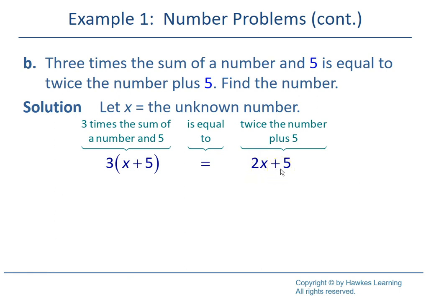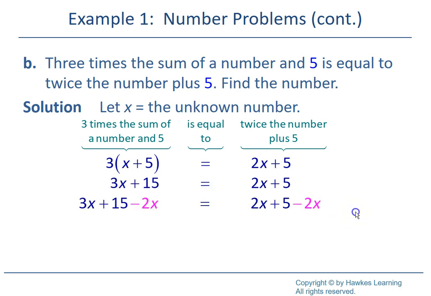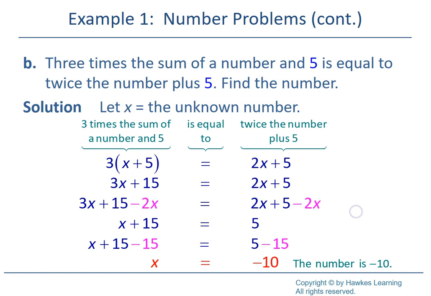Now, as you go through these slides, you may want to practice a little bit before you see the answer to see if, in fact, you can get to a reasonable equation. So, solving this, we clear parentheses. We get all the variables on one side, all the numbers on the other, and we get X equals negative 10.